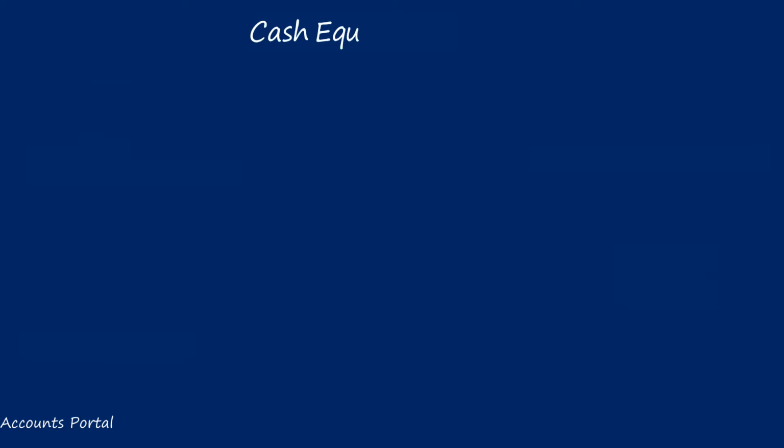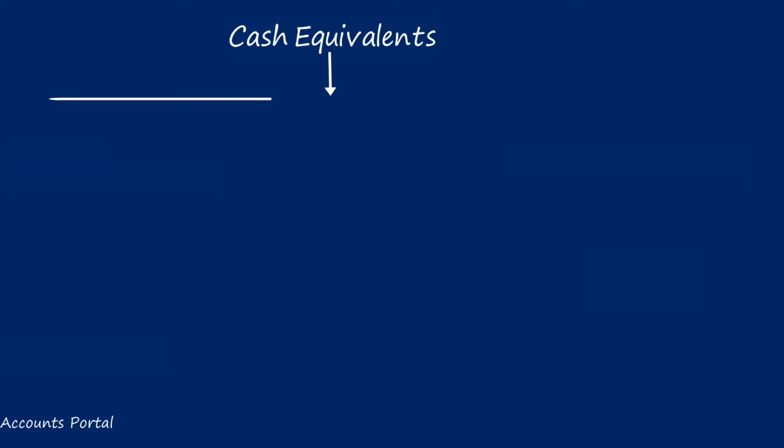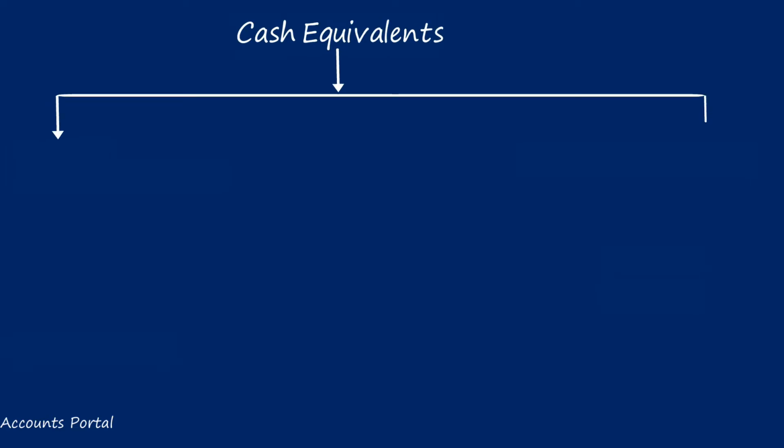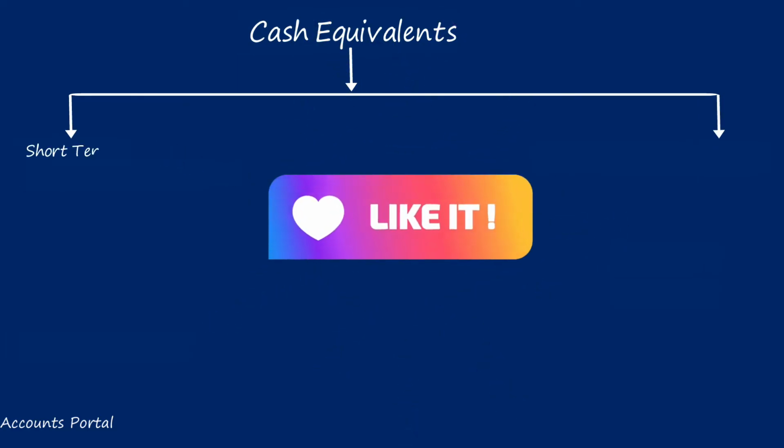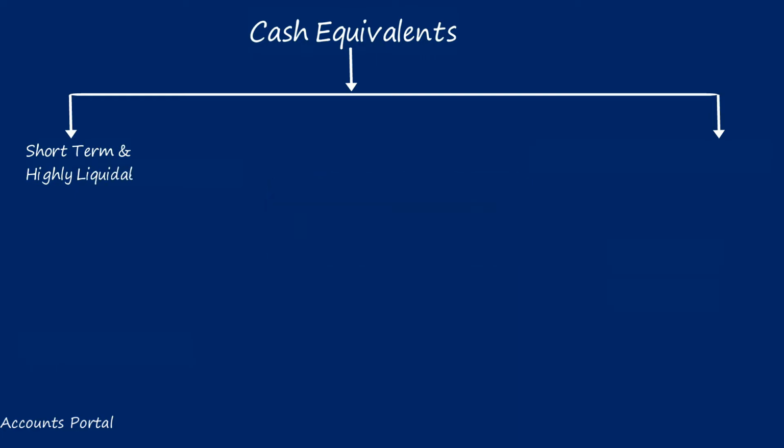Sir, what do you mean by cash equivalents? Dear students, a cash equivalent is an asset which satisfies two conditions. If it satisfies two conditions, then that asset can be called a cash equivalent. First condition: short term and highly liquid asset.